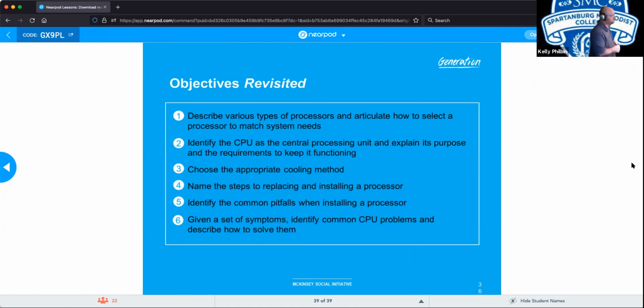Well, from this technical session, we should be able to describe various types of processors and articulate how to select a processor to match up to our system needs. You should be able to identify a CPU as a central processing unit and explain its purpose and requirements to keep it functioning. Choosing the appropriate cooling method depending on what your needs are and what you're trying to do. And then the steps for installing and removing a processor, as well as a few symptoms for troubleshooting that may need to take place if you're having cooling issues or issues with the processor, and then addressing them.